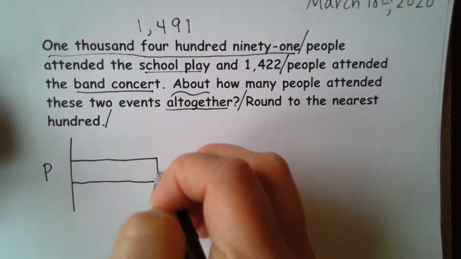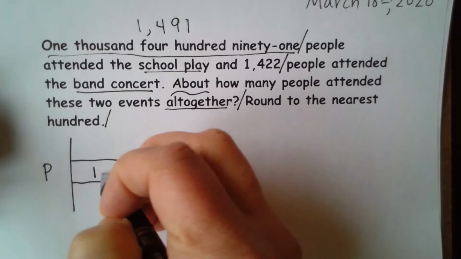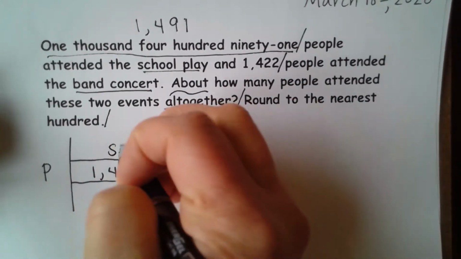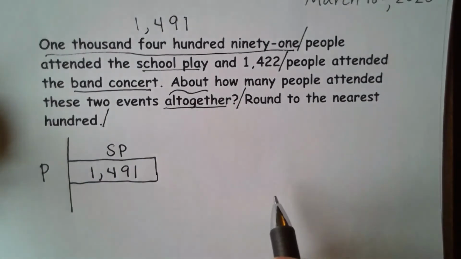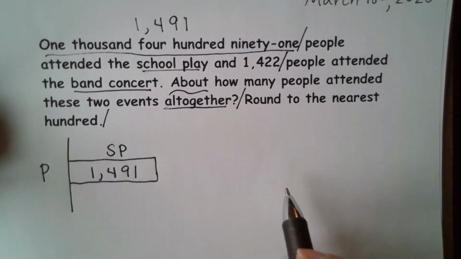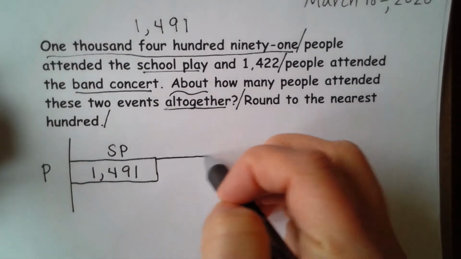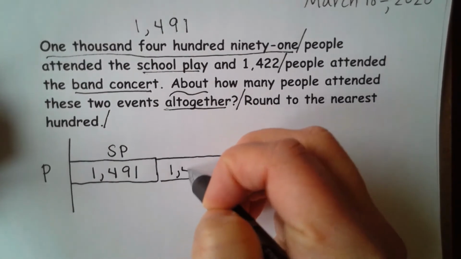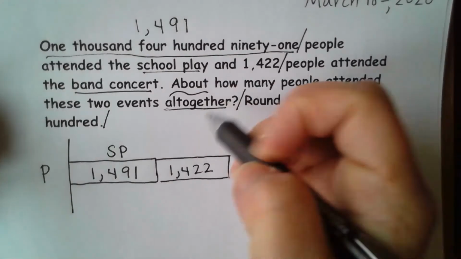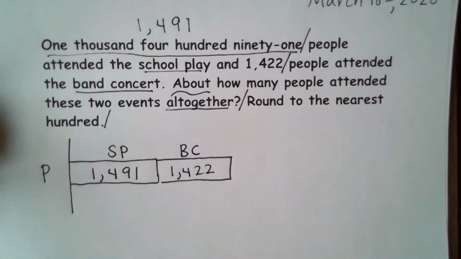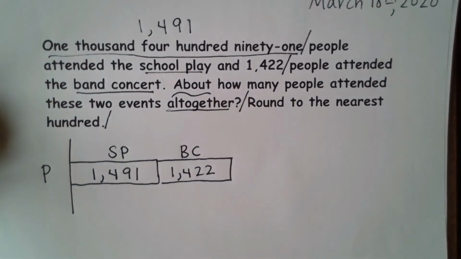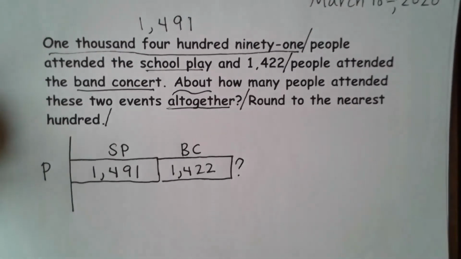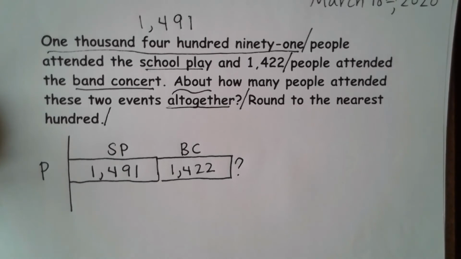And inside the bar, I'm going to write 1,491. And I know these are the people that went to the SP, otherwise known as school play. And then I'm going to draw another bar, and I'm going to write inside it the 1,422, and I'm going to label it BC, because that's the people that attended the band concert. So then what I'm trying to find out is about how many people attended these two events all together.